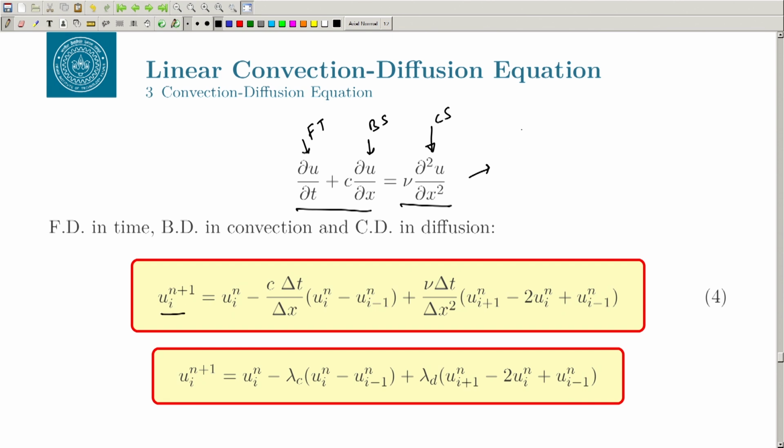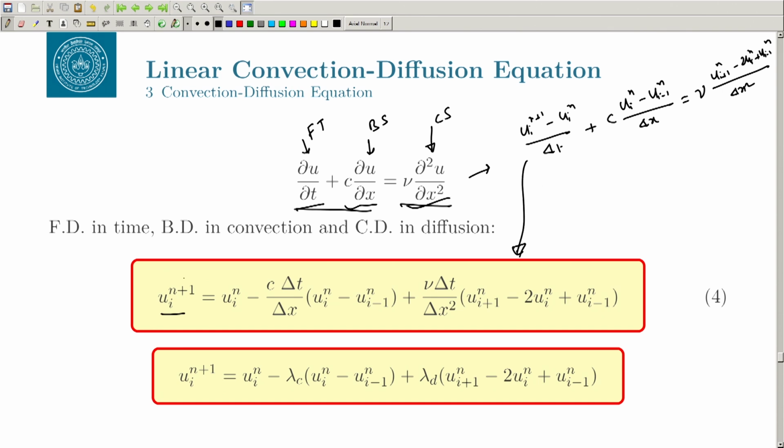So, if you do that, (u_i^(n+1) - u_i^n)/delta t, that is the first term, plus c (u_i^n - u_(i-1)^n)/delta x, that is your second term, is equal to nu (u_(i+1)^n - 2 u_i^n + u_(i-1)^n)/delta x squared. Okay, that is your third term, and you reorganize this equation and you get this in terms of n plus 1.